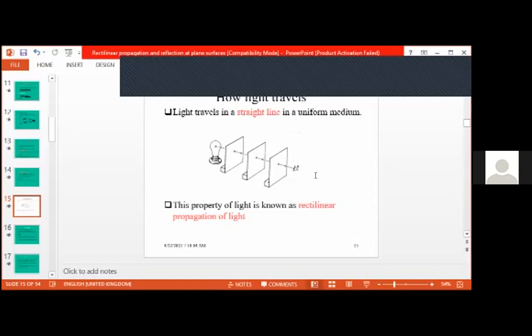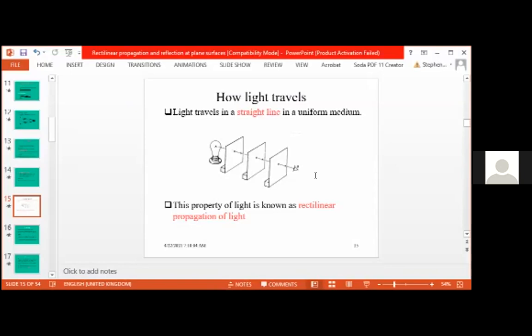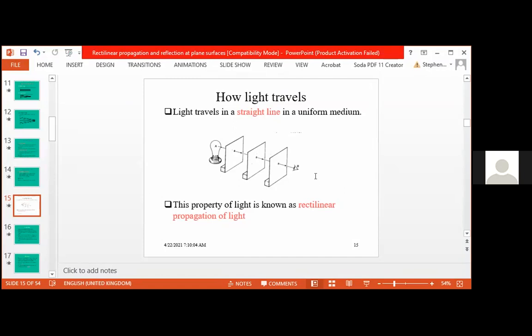But if you move one of the cardboards so that the holes are not in line, the light is cut off. And this just indicates that light travels in a straight line. As long as you have a uniform medium, maybe air, then light travels in a straight line. And this property of light traveling in a straight line is what is known as rectilinear propagation of light.